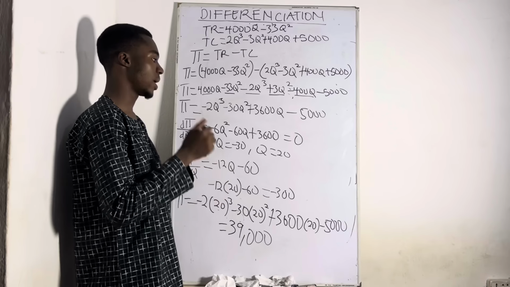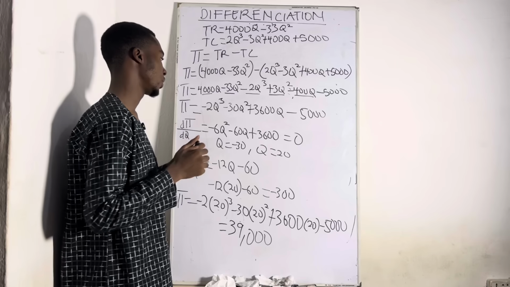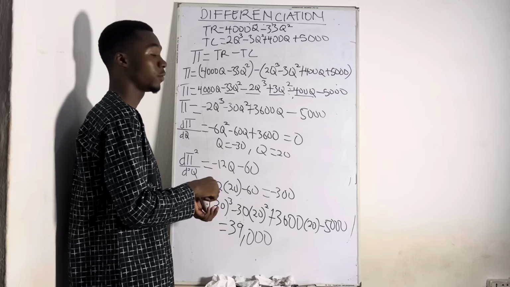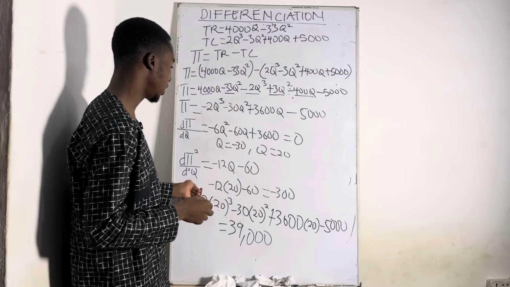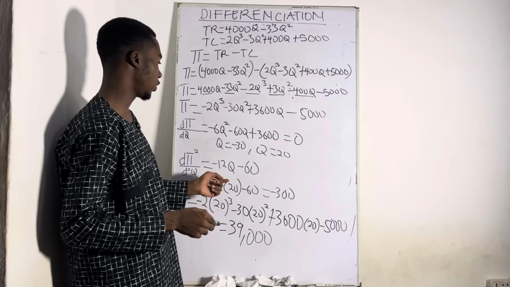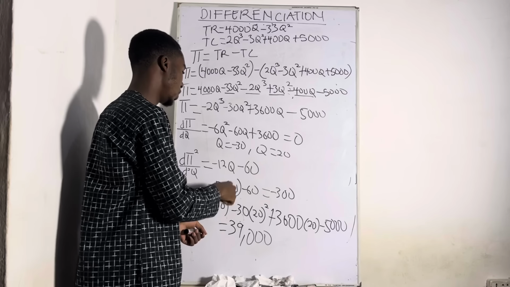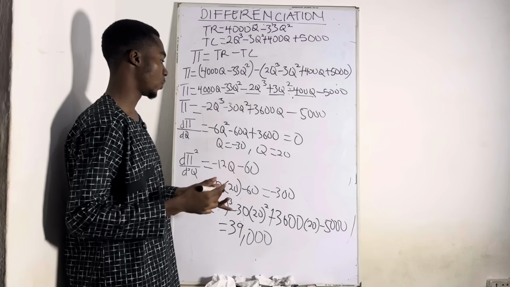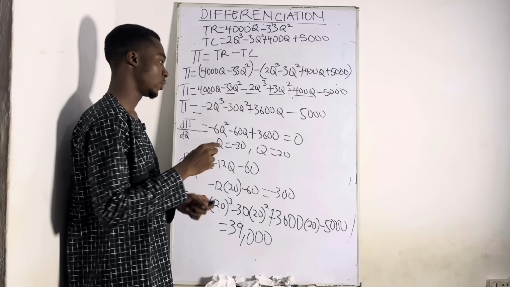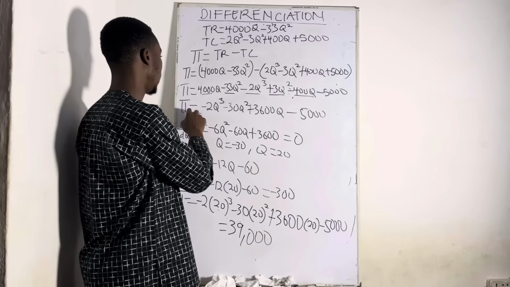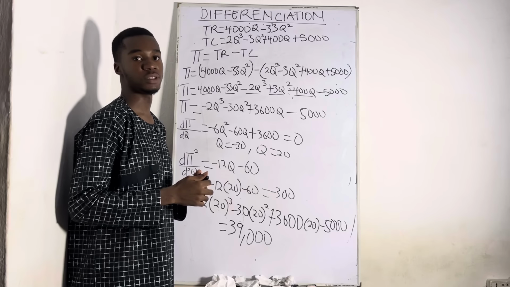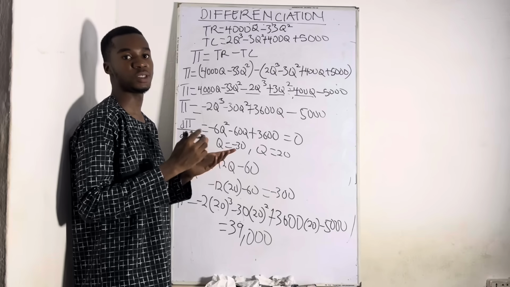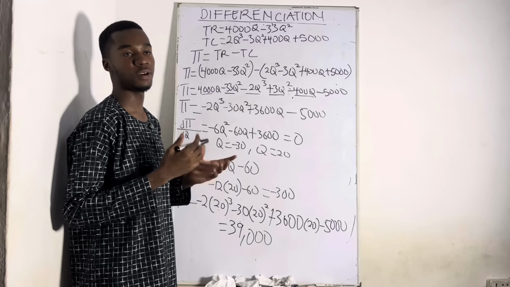But if you want to know if it's the maximum, which is what you are interested in, you substitute this 20 into the second derivative, when you differentiate for the second time. When we differentiated for the second time, we got negative 12Q minus 60. Then put the 20 into it. If you are getting a negative, it means that's the point that gives us the maximum profit. Then if you want to know the highest profit, we substitute the 20 into the profit function and we get the highest profit. You get it? So you guys can try and solve more examples on it in case you find it a bit confusing, so you'll be able to get very familiar with it.